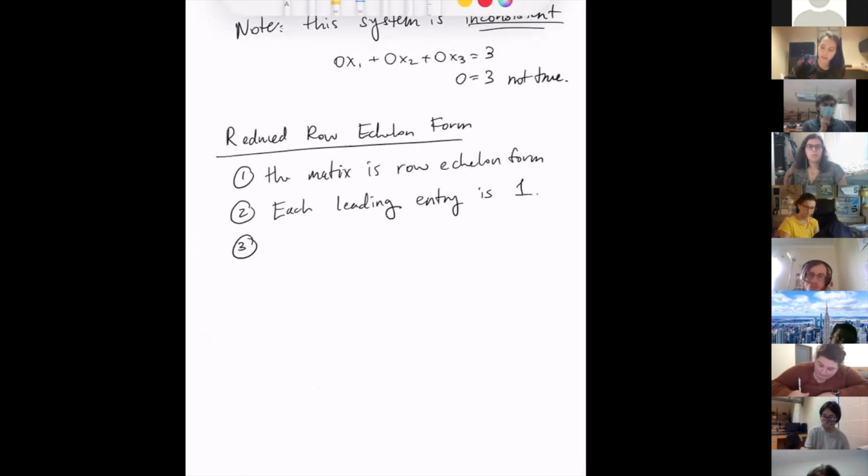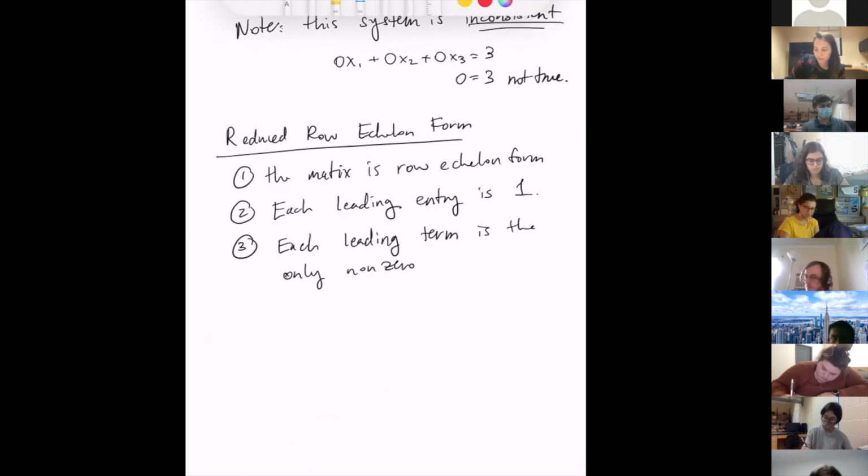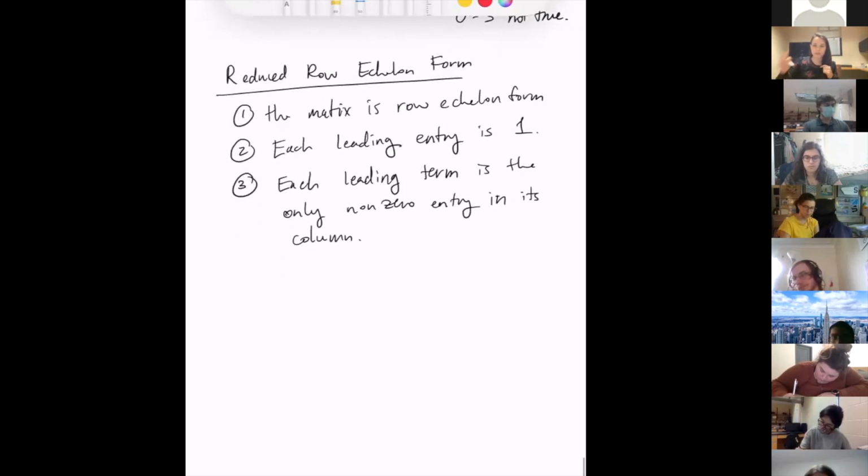And then each leading term is the only non-zero entry in its column. So instead of just having zeros below it, it also has zeros above it. So there's nothing else in the column that is not 0 when you have a leading entry.